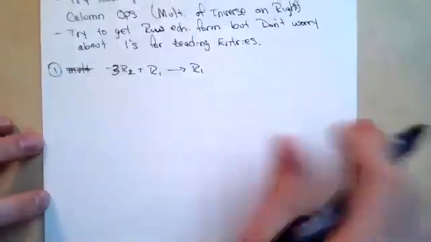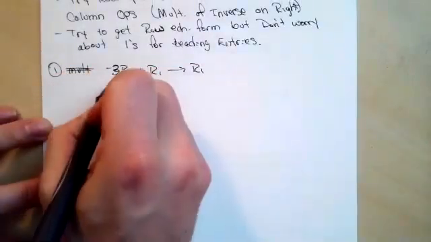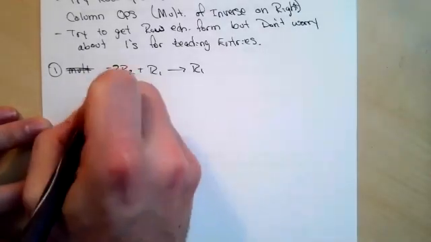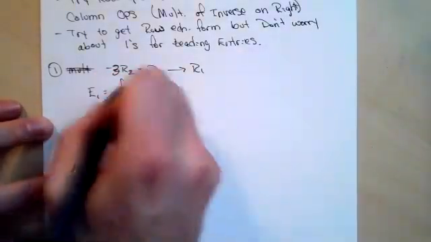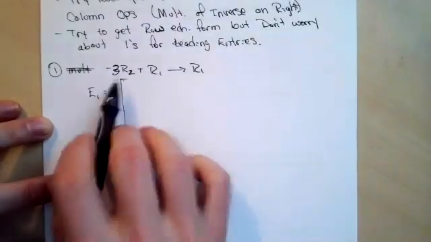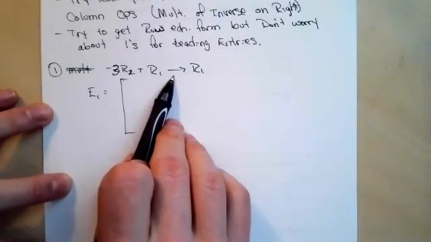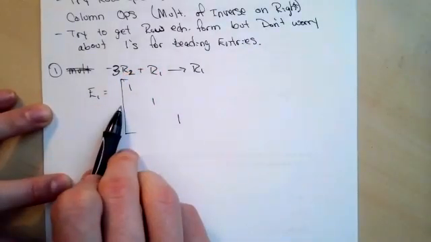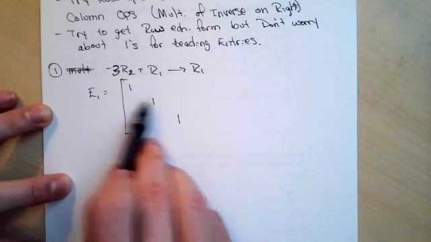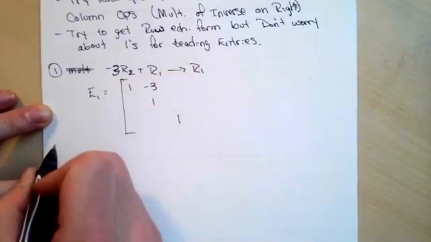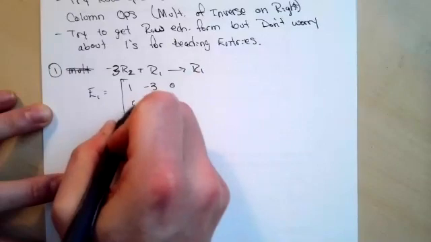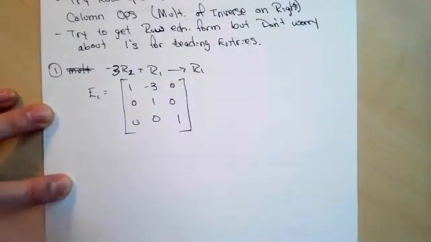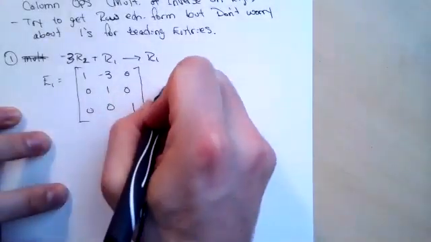Now, the thing is, we have to do this with our elementary matrices. So I'm just going to call this our E1. This will be our first step. And how do we come up with these elementary matrices? We start with the identity and perform this operation on the identity. So our identity has ones on the diagonal, and then I was taking -3 times row 2 and adding it to row 1. So it should look like that, zeros everywhere else. So that's the elementary matrix. What would the inverse be?